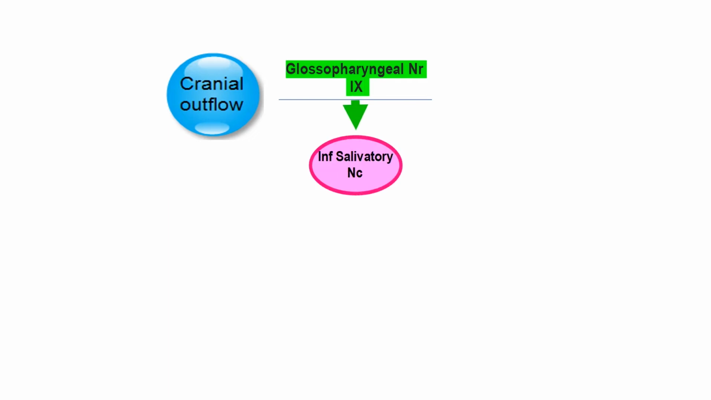The third part of the cranial outflow is through the glossopharyngeal nerve, cranial nerve number 9. It has a nucleus called inferior salivatory nucleus, which is going to send preganglionic fibers to the otic ganglion, and this is going to reach the parotid gland.